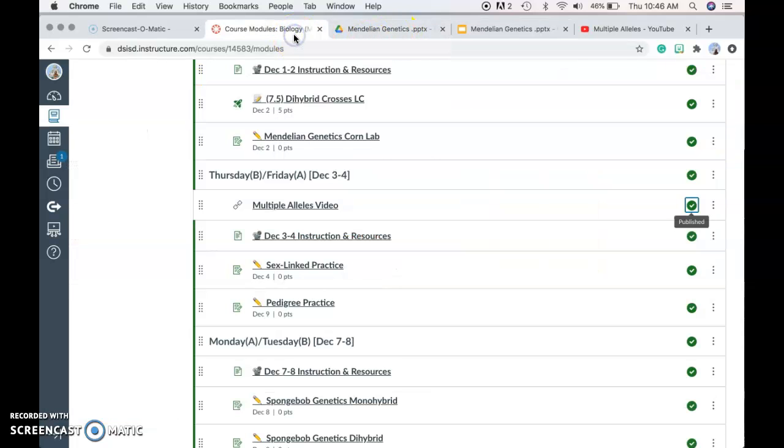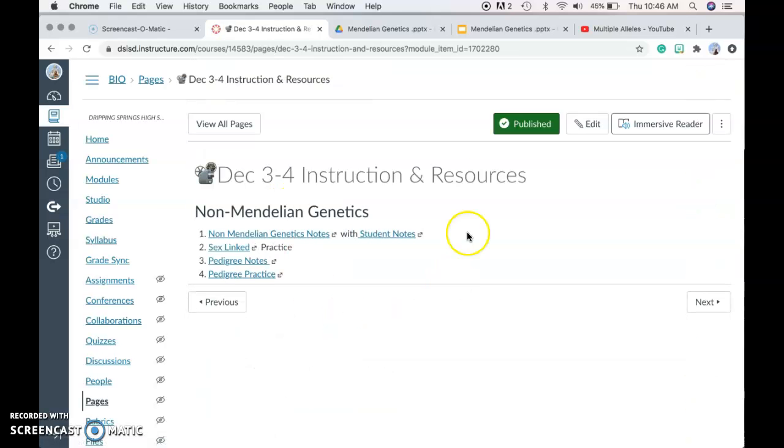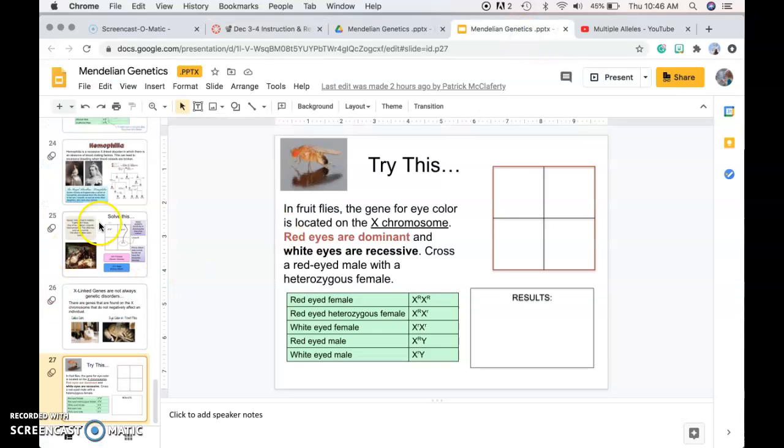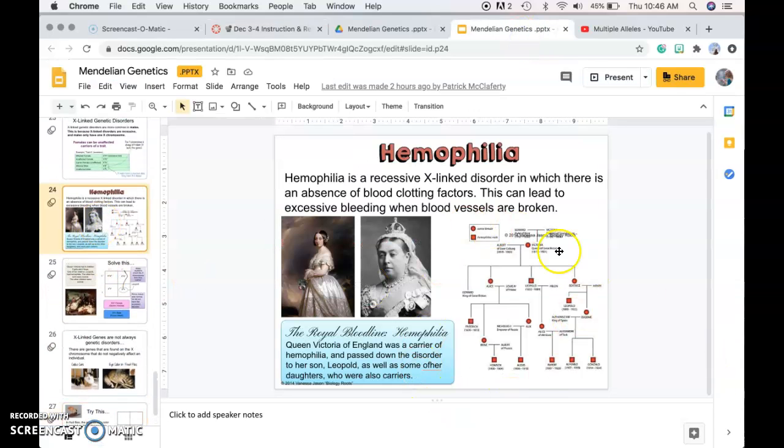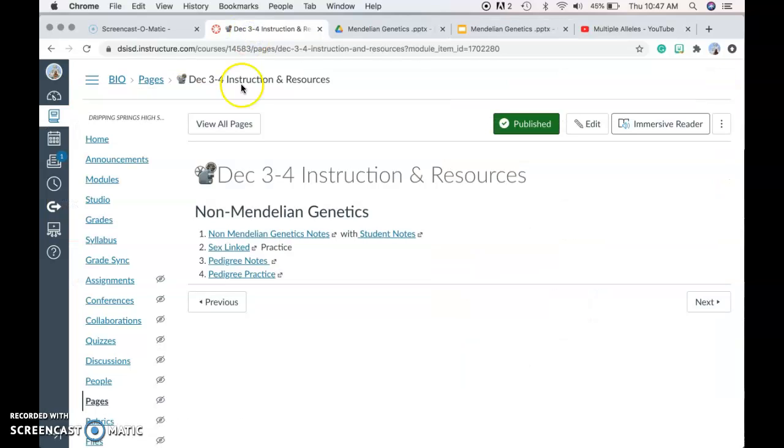All right, we're going to go back, and I'm going to go over pedigrees real quick because we saw pedigrees right here. This family tree with the circles and squares is a pedigree. So we're going to go over that real quick so you're able to do the practices by yourself.